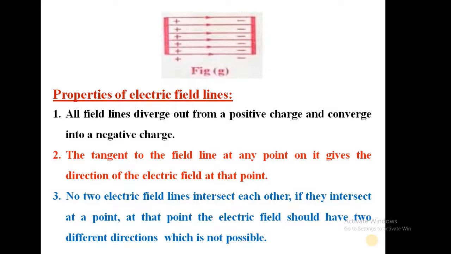If they intersect at a point, at that point the field would have two different directions, which is not possible in nature. The field should have only one direction. That's why any two electric field lines cannot intersect each other.